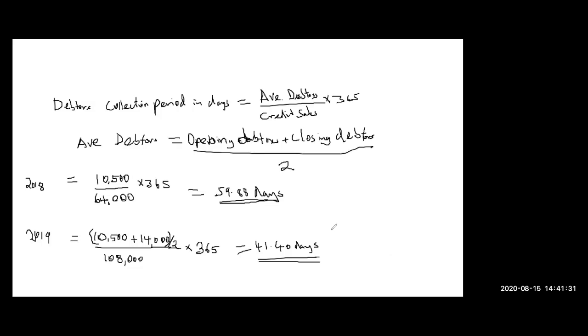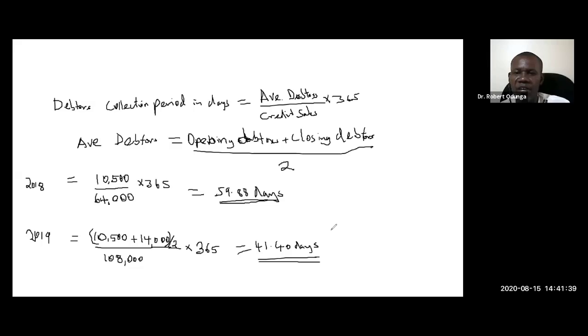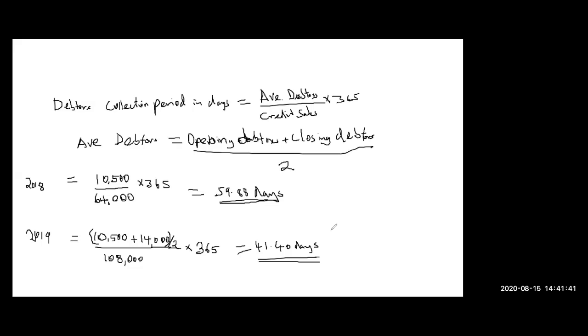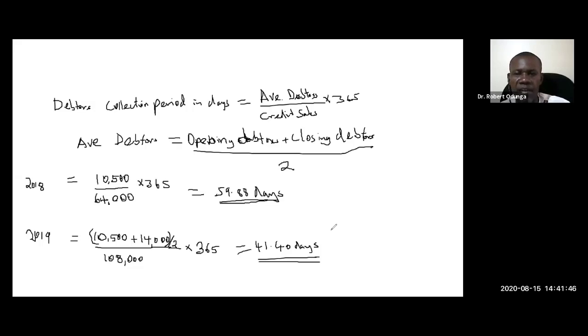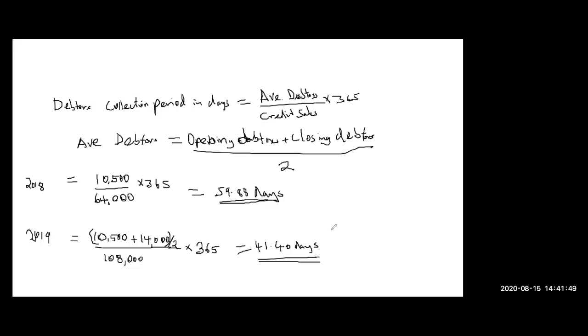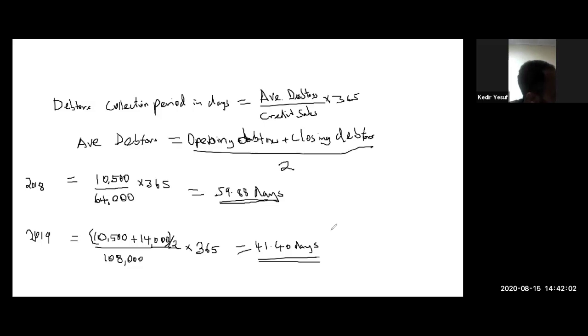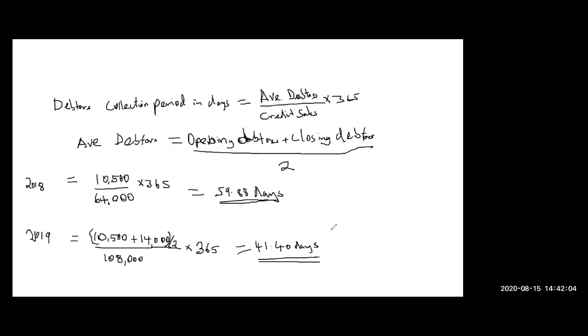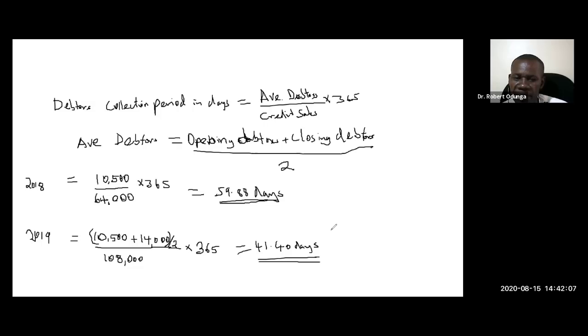So that is now the next question we ask ourselves. We are comparing two years, the same organization, and two years. So when you have 59 days in 2018 and you have 41 days in 2019, are we doing well or are we doing badly? Who can give me the analysis of this? Irma, how do you interpret this?